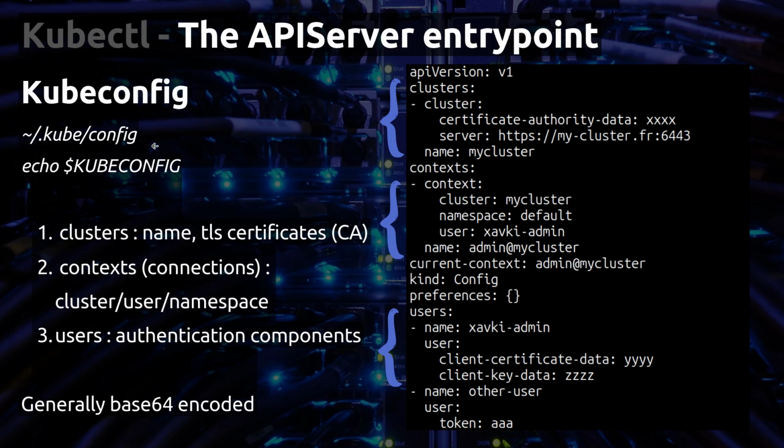So an overview of the kubeconfig. Kubeconfig is usually stored in your home directory, specifically in the .kube directory, and like we saw in the previous video, the config file is what we call kubeconfig. And of course we can define the kubeconfig location with the uppercase KUBECONFIG environment variable.